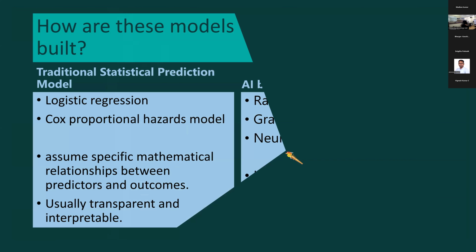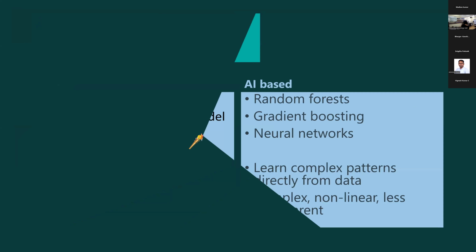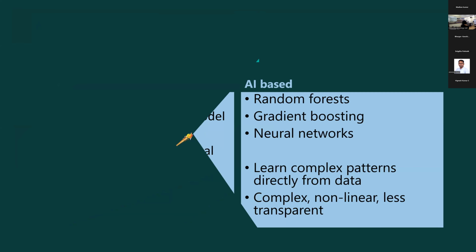So how are these models built? Traditionally, using mathematical equations, there is an established relationship between a predictor and an outcome. Usually through either a logistic regression or a Cox proportional hazards model, this relationship is established and you interpret the outcomes based on that. Nowadays, increasingly, we are using AI-based prediction models. These models learn the pattern from the complex data which is provided, and they give the prediction. A few examples are random forest, gradient boosting, and neural network. These models are usually complex and less transparent. We don't know what is happening inside the model as such.